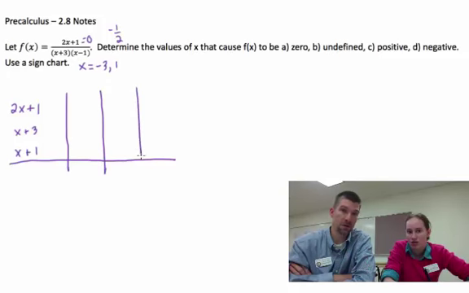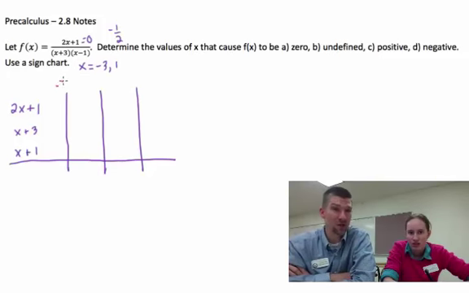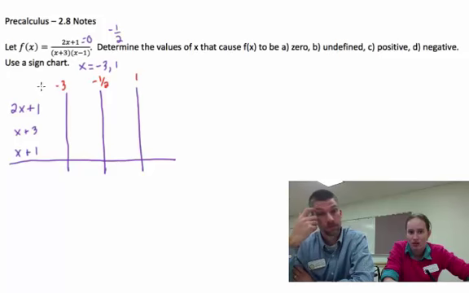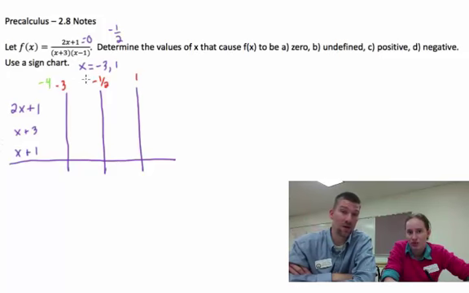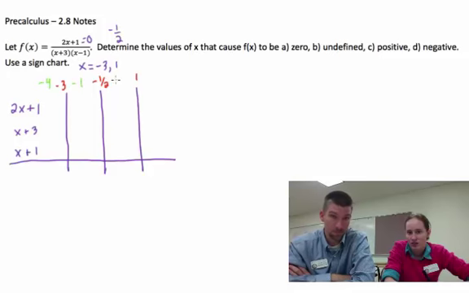So we're going to have zeros, and you want to put these in order. It just makes it a lot easier on yourself. So -3, -1/2, and 1. Then we pick numbers that are on either side of each of these. You can pick whatever number you want: -4, -1, 0, and 2.